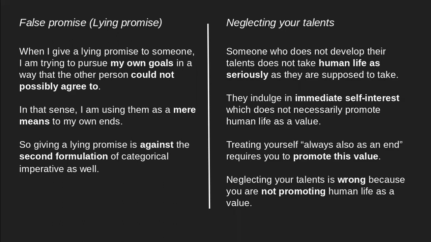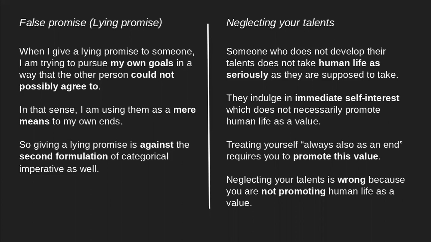Kant's other example is neglecting your talents. Someone who doesn't develop their talents does not take human life as seriously as they are supposed to. They might indulge in immediate self-interest, which doesn't necessarily promote human life as a value, and Kant thinks that this is wrong. In the previous class, we said that this is wrong according to Kant's categorical imperative because, although this maxim seems to be universalizable, you cannot want everybody to abide by it, because some other people might want to improve their talents, and take their talents seriously, against the way that you're ignoring them. So you cannot will that this maxim become a universal law of nature.